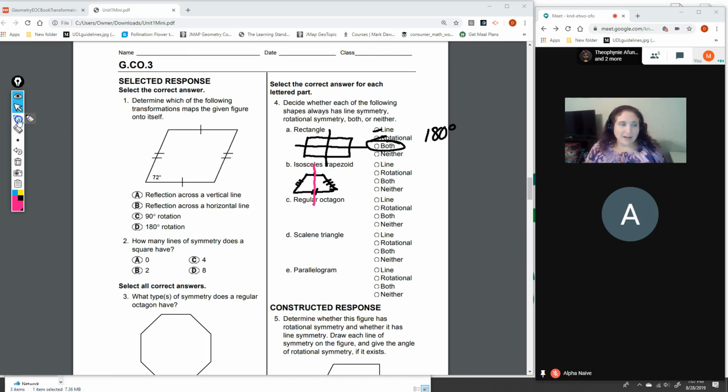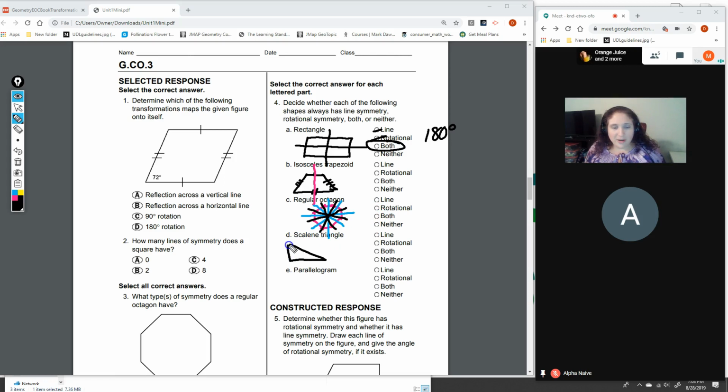Regular octagon, we've kind of talked about before already. This is not going to look perfect, but there's our octagon. We've got straight down and across and diagonally every single flat side. And then we also have it through every connecting vertice, which is kind of hard here, but that will give you 8 different lines of symmetry. It also has rotational symmetry, which we saw on the other problem.